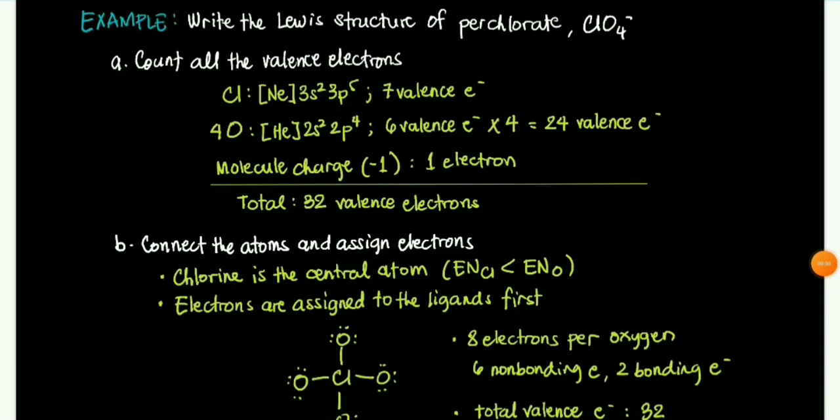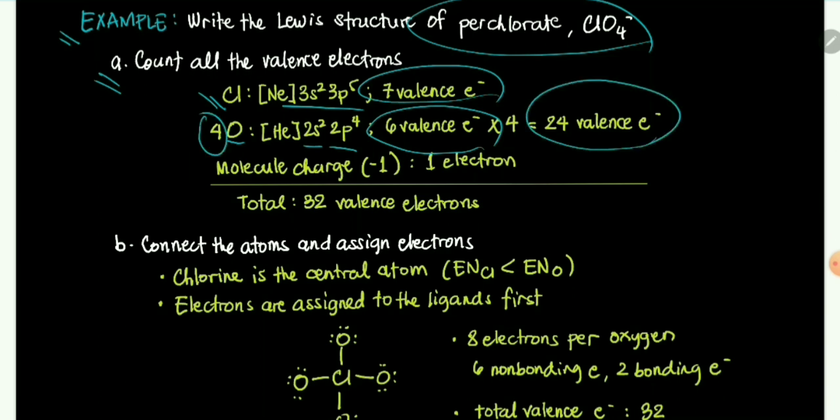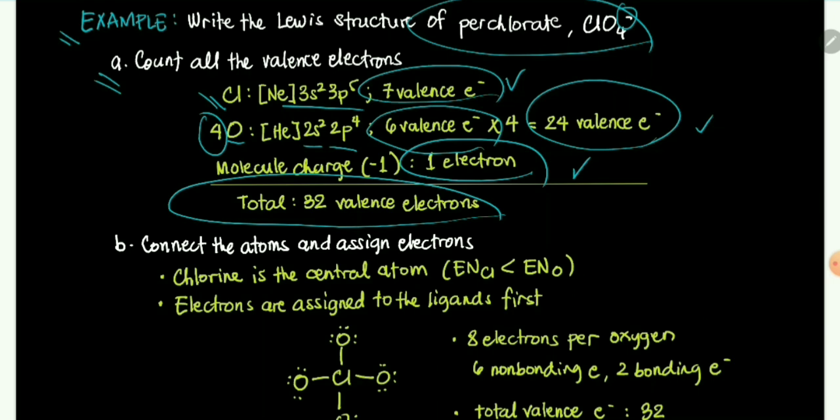Okay? So another example, write the Lewis structure of the perchlorate anion ClO4-. Okay? So again, yung unang step ay count all the valence electrons. So for chlorine, we have 7 valence electrons. Okay? That's 3s2 3p5. Yung ating oxygen ay 2s2 2p4. So that's 6 valence electrons per oxygen. So that's times 4, 24 valence electrons for the 4 oxygen atoms. So meron pa siyang extra charge because of the negative charge there. So we have another electron. So 7 plus 24 plus 1, we have 32 valence electrons.